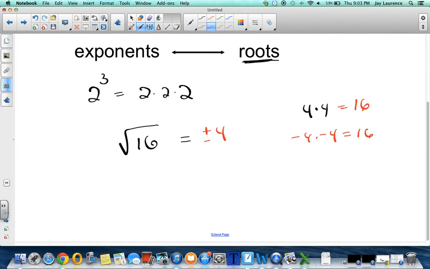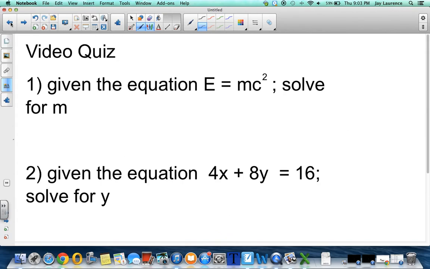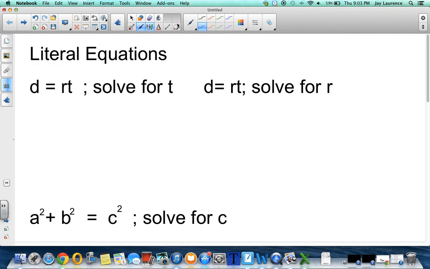There's 2 answers there. Okay, if I wanted to take the cube root of a number, say like 125, I'm asking myself, what number times itself again and again equals 125? I don't know if you know this yet, but in this case it would be 5. So we use roots to undo exponents, okay? So let's go on to these literal equations. We'll come back to that.